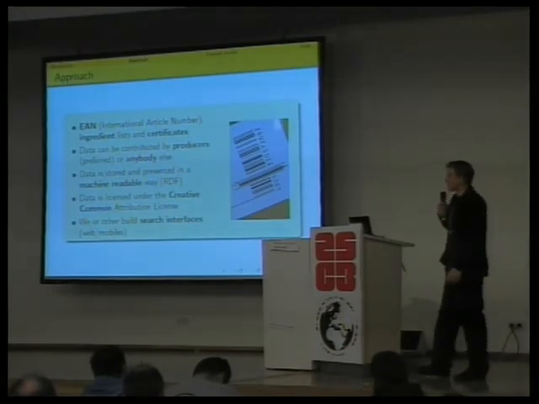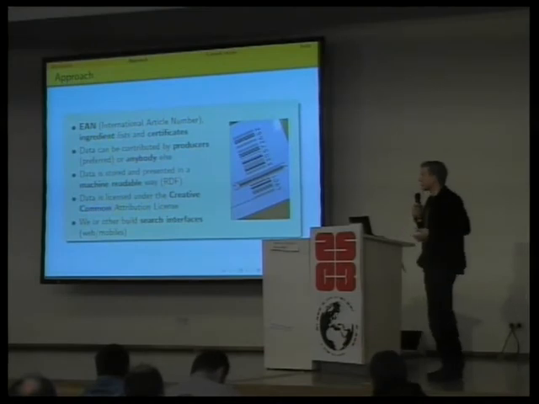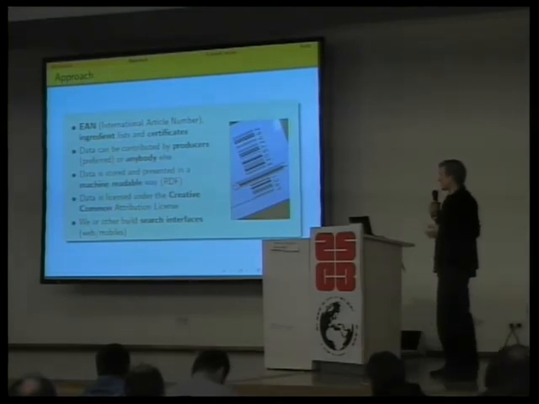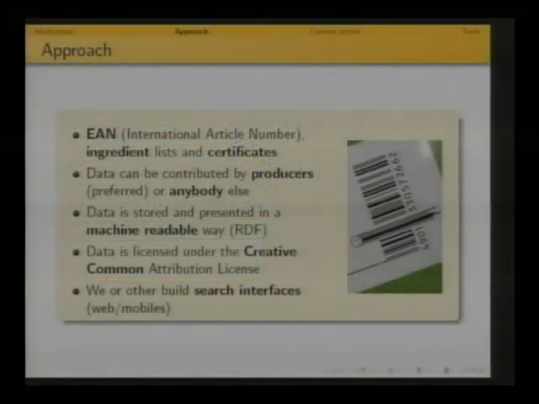How are we going to do this? So basically we want to take the name of a product, get the EAN, which is the number that is encoded in the barcode, take the ingredients list, and the certificates like bio in German, or vegan, or fair trade. This data can be contributed preferably actually by the producers, but maybe everybody else can contribute in a wiki way.